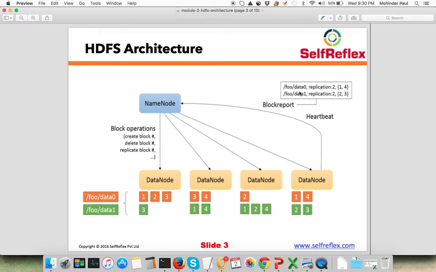And the reason is it has to be able to serve every request very fast. A client comes and says, tell me the location of all the blocks of a particular file. Name node should not be going to disk for that. It returns all the information immediately from memory. Okay, guys.